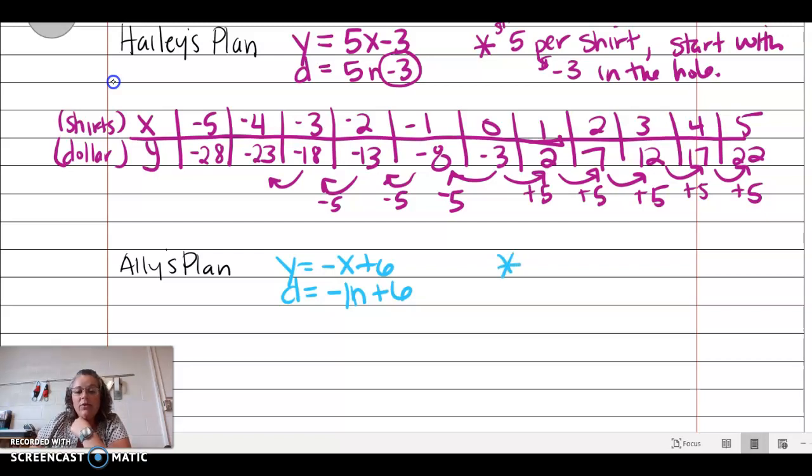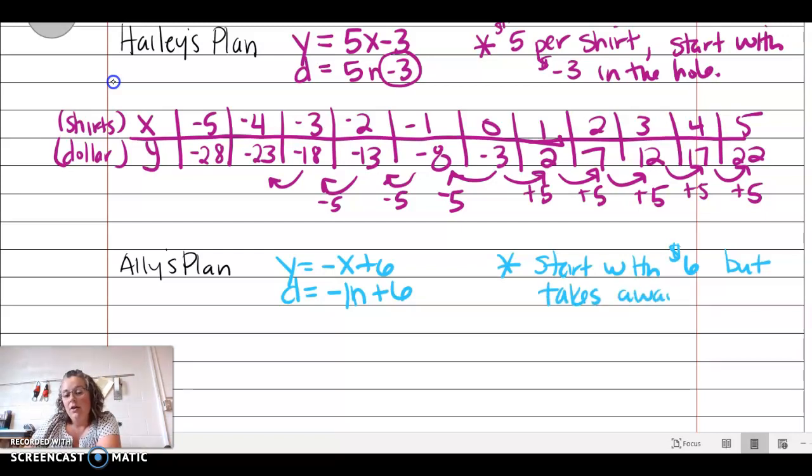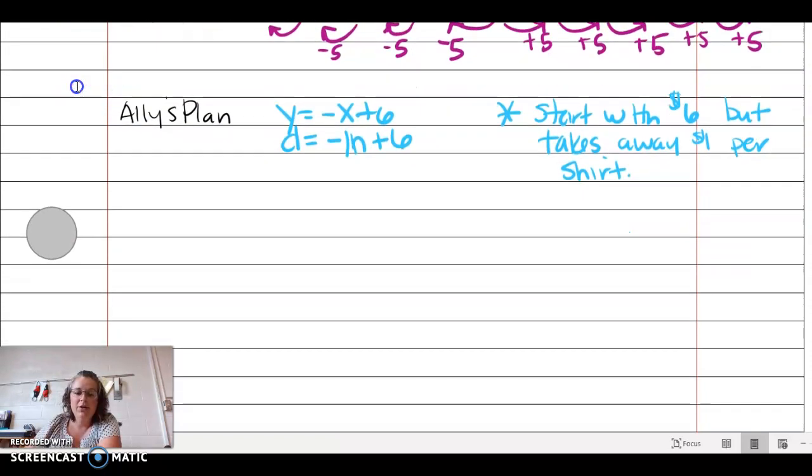So off to the side, we'll kind of describe what's going on here, is that she's going to start with $6. But instead of adding for every shirt, this one's negative. This one's going to take away $1 per shirt. I don't know about you, but I don't know if I want my money to go away. All right, so let's look at this.